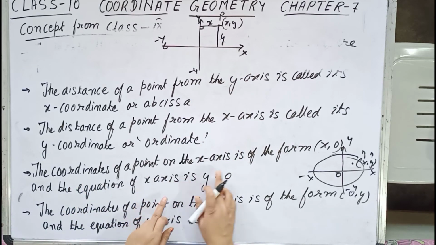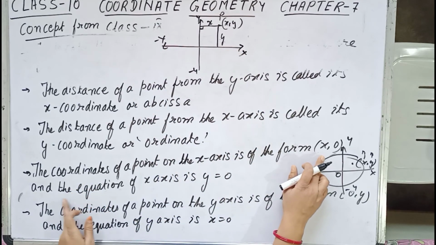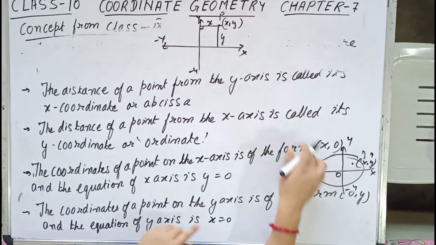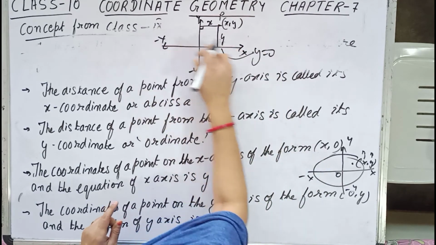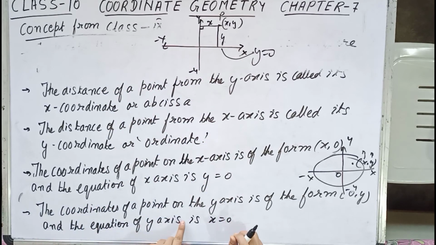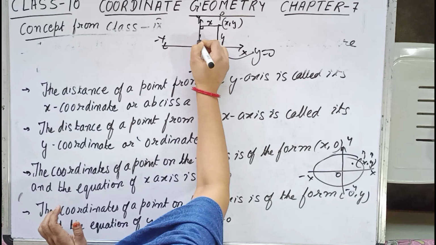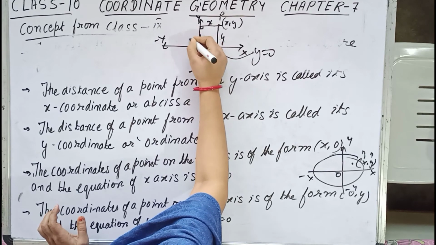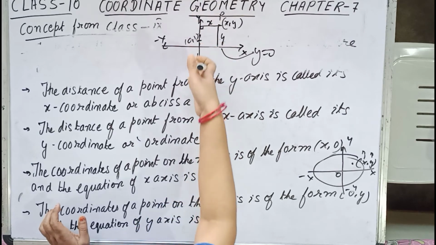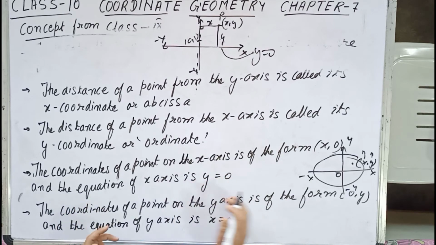Now, any coordinate of a point on the x-axis will be of the form (x, 0), and the equation of the x-axis is y = 0. It means the y-coordinate, or the ordinate, on the x-axis is always 0. The coordinates of a point on the y-axis are of the form (0, y). So any coordinate on the y-axis, suppose this one is 1, we will write as (0, 1), (0, 2), and so on. Down here (0, -1), (0, -2), and so on. So all coordinates on the y-axis will be written in the form (0, y), and the equation of the y-axis is x = 0.